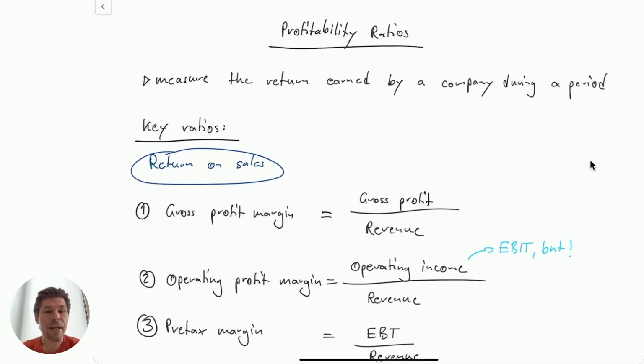Sometimes if you do financial statement analysis and you go through the income statement, then it's good to know which kind of key ratios I can extract when looking at the income statement only. So let's get started. Profitability ratios.